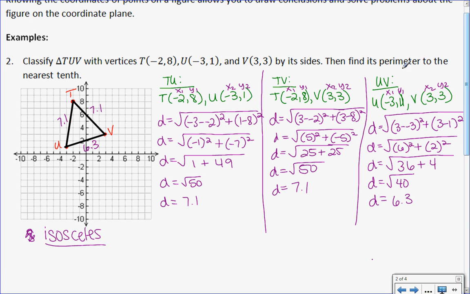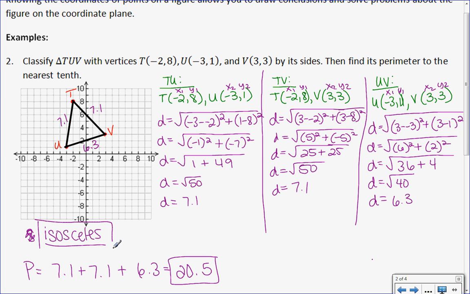Okay, once we've done that, we want to find its perimeter. Well, the perimeter is just the three sides added together. So 7.1 plus 7.1 plus 6.3. When we add those together, we get 20.5. The triangle is isosceles with a perimeter of 20.5.